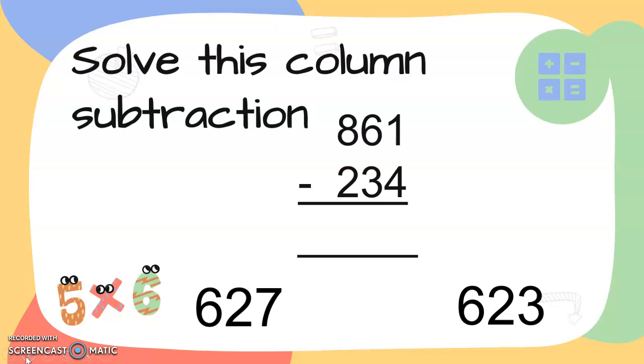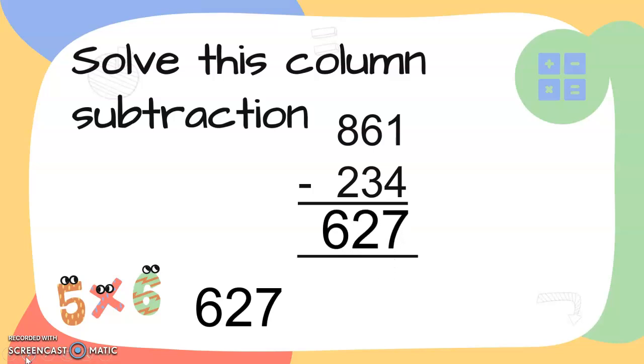It's not 482 and it's not 623. Great job if you got 627. How do we get that? Well, we look at the ones and it's 1 take away 4. We can't do that, and we can't just switch the numbers to make 3. So what do we have to do? Well, we knock next door at the tens and we say, excuse me, can we exchange? And tens are very kind, and they exchange one of their tens, the 60, to make 50.